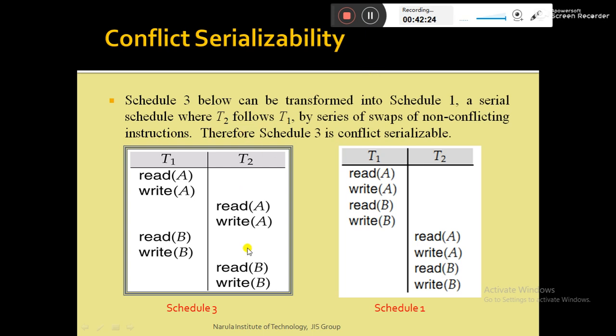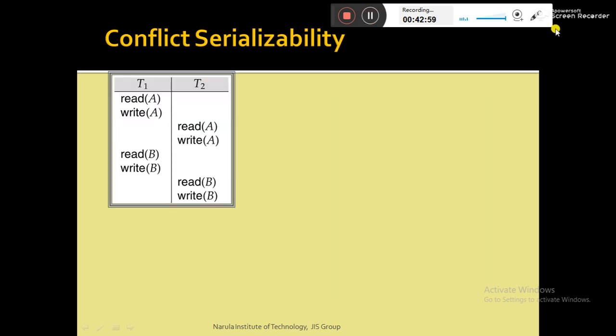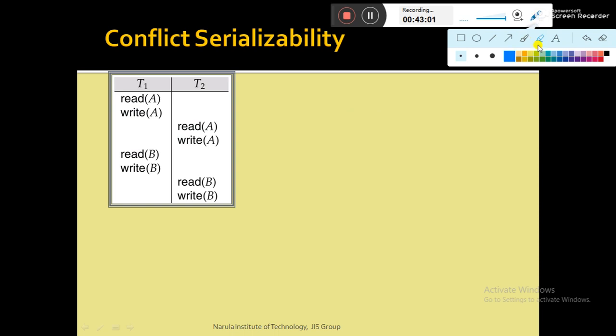So check this one. Suppose this is schedule 3 and this is schedule 1. Now we have to check whether schedule 3 is conflict serializable or not. What I have stated is that schedule 3 can be transformed into schedule 1 by swapping the non-conflicting instructions. That means schedule 3 is conflict serializable, meaning it can be converted to another schedule which is a serial schedule. Let's check whether we can convert it into the serial schedule or not.